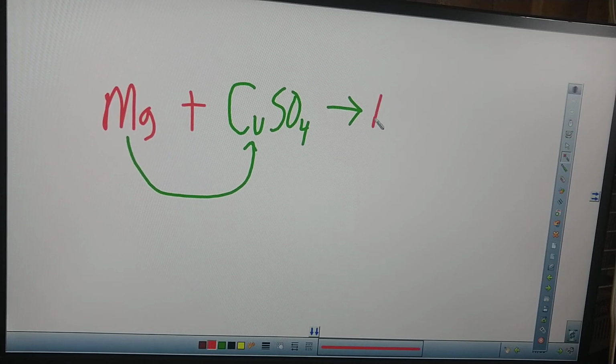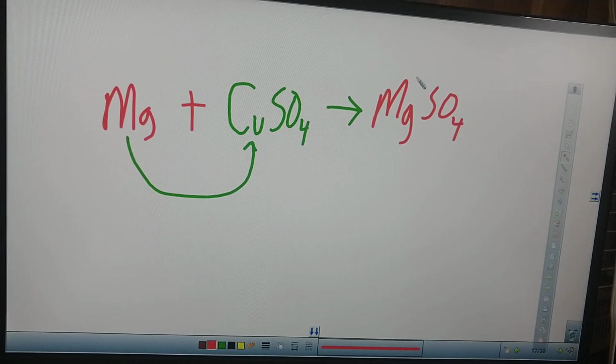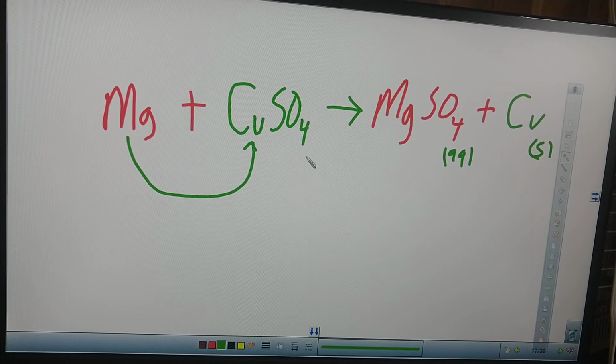So you will have magnesium sulfate, and that is the correct formula because magnesium's +2 and sulfate's -2. And then you would have copper left alone by itself. So the copper would be a solid. This would be aqueous. We knew that this was aqueous because this was just a solution, and we had dropped some solid magnesium in there. All right, and look, this one's already balanced because we didn't have to change any of the formulas.